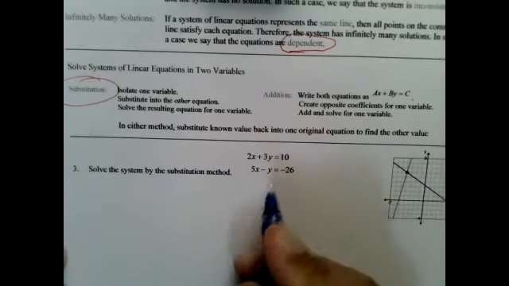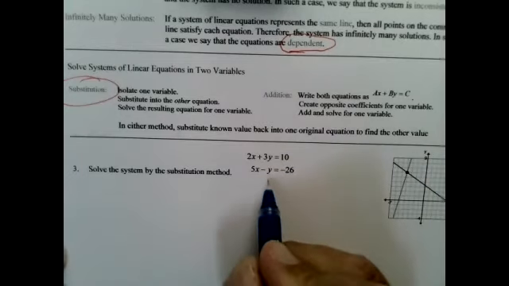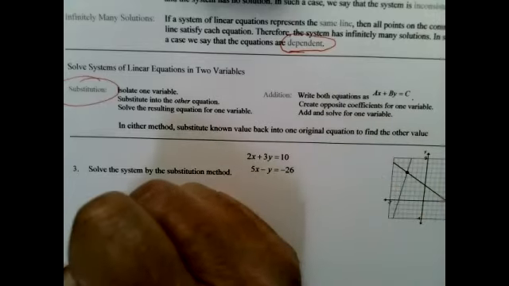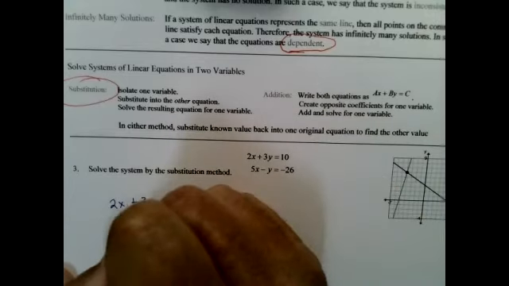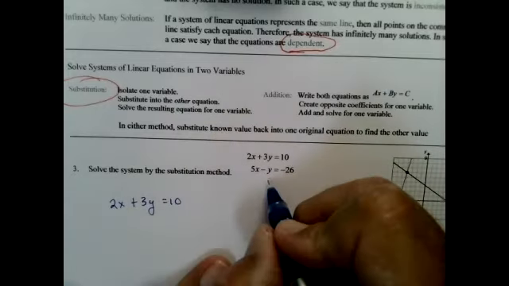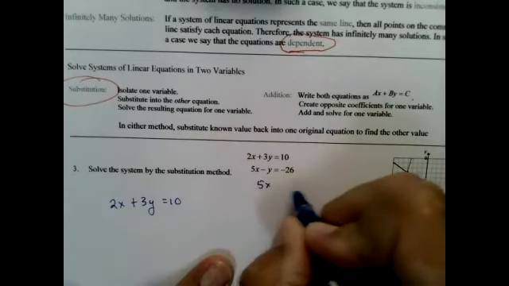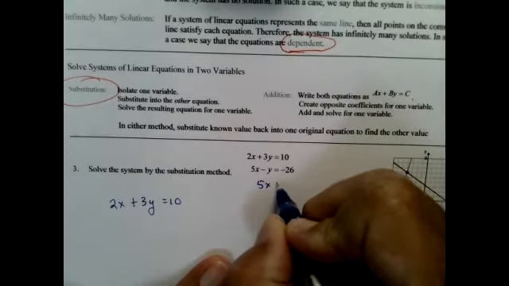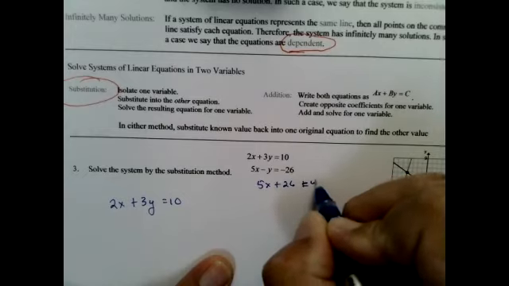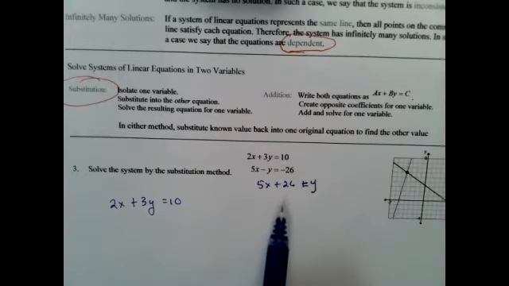All right, so I'm looking at these two equations and I'm going to go, okay, in that second one, here I have 2x plus 3y equals 10. In the second equation, I'm going to get the y alone. I'm going to add it to the other side. I'm going to add 26 to this side. And I should have 5x plus 26 equals y.